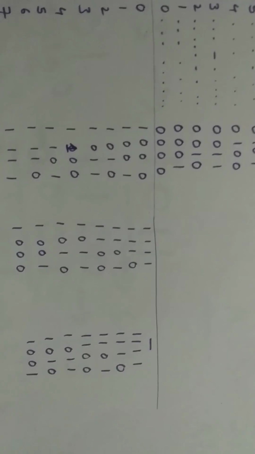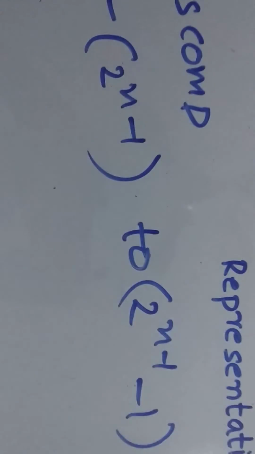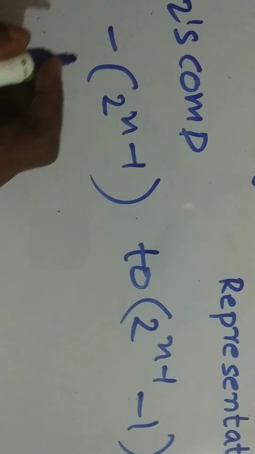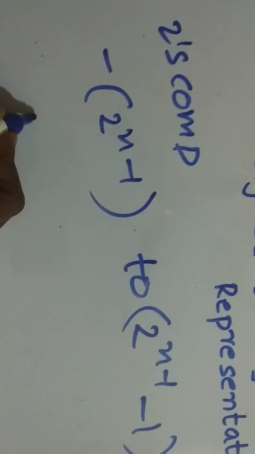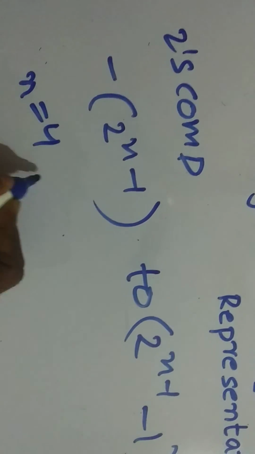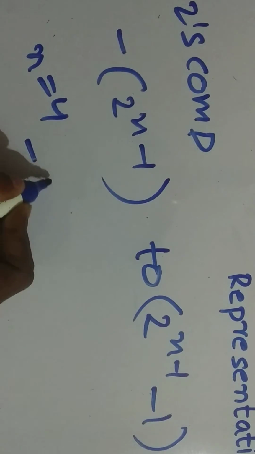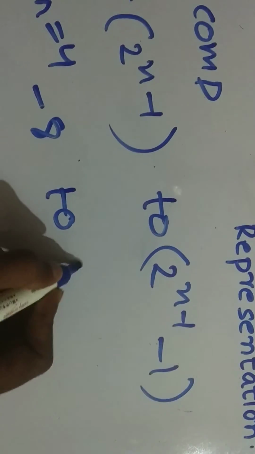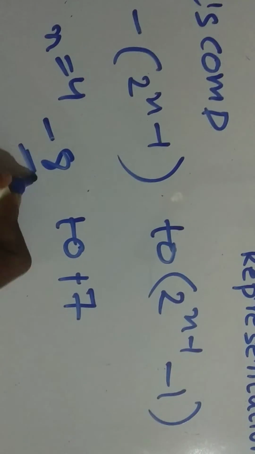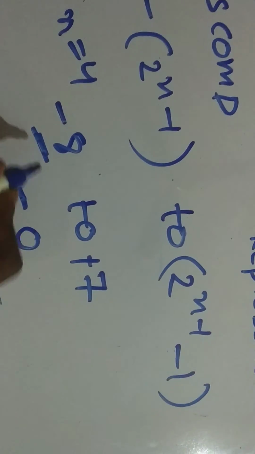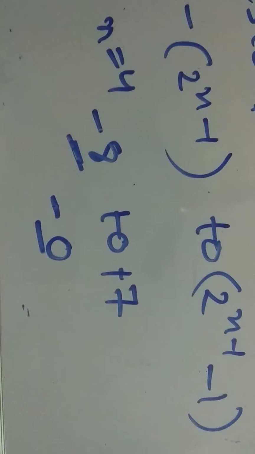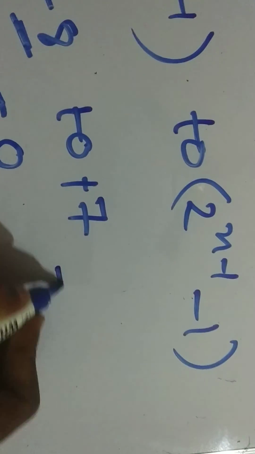And the range of 2's complement is minus 2 power n minus 1 to 2 power n minus 1 minus 1. So if you take n equals 4, it is minus 8 to plus 7. What's happening is that since we have no minus 0, we get an extra number called minus 8. I hope you understood this one.